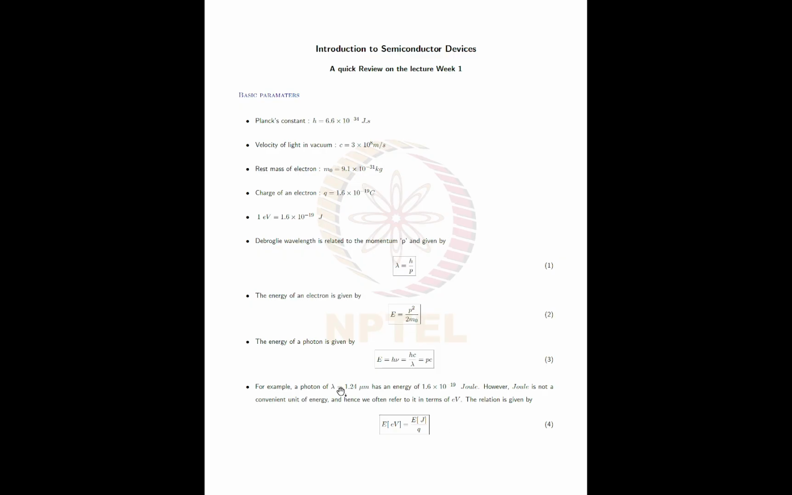And using this formula, E equals hc by lambda, if you calculate your lambda, it will come out to be 1.24 microns. So this value you can directly use to convert between electron volts and wavelengths. You just have to divide 1.24 by the energy in eV and you will get the wavelength value in microns.